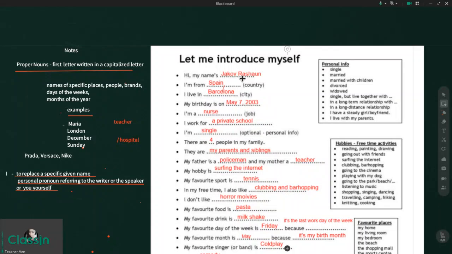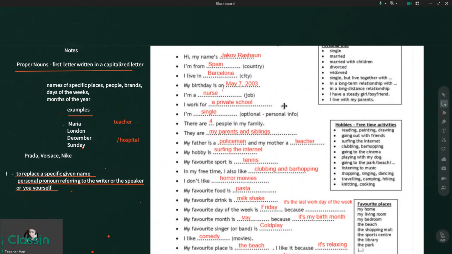Unlike in other native languages, I think, where it's not necessary to capitalize the first letters of your name, in English you have to write it this way. So remember that. Always write your name in a format like this. The first letter has to be a capital letter, J and R. So moving on to our next.